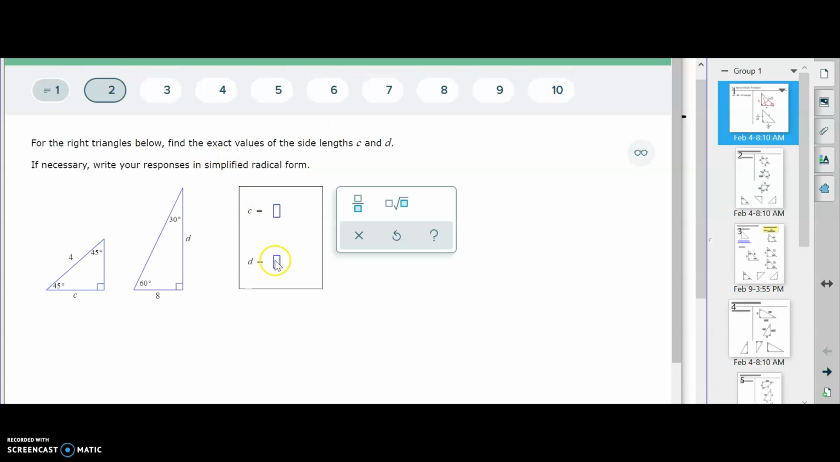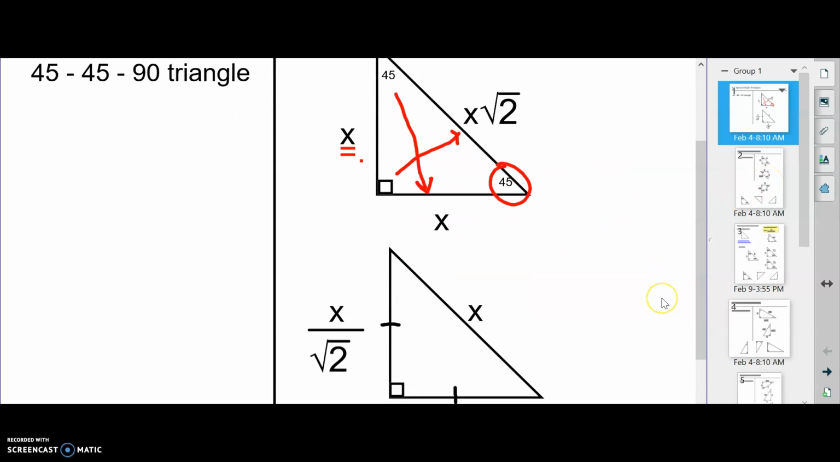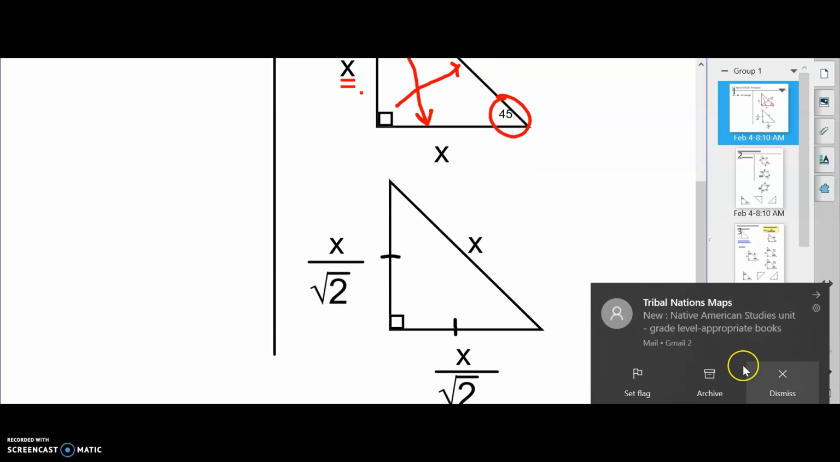On question 2, I've got a 45, 45. So again, I need to find this leg. However, on this one, the hypotenuse is a whole number. Okay, so that's a little bit different. So let's go back to our notes. If I know the hypotenuse is a whole number, it doesn't have that square root 2. Okay, well, what does that mean? It means right here.